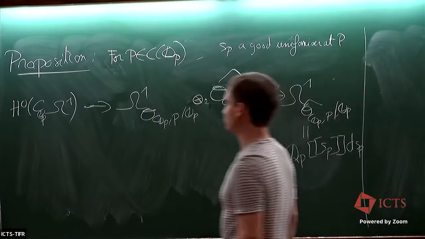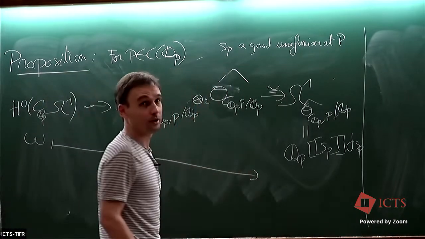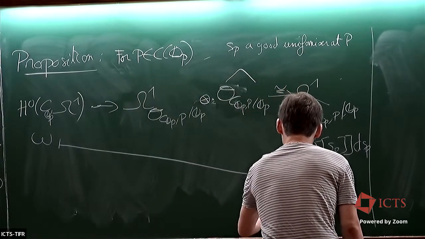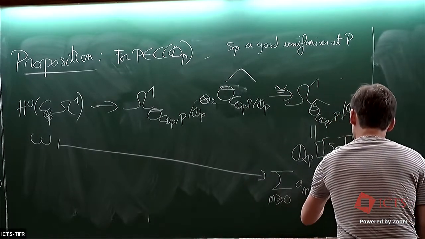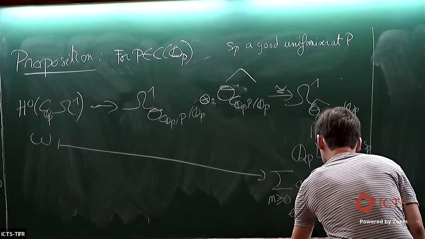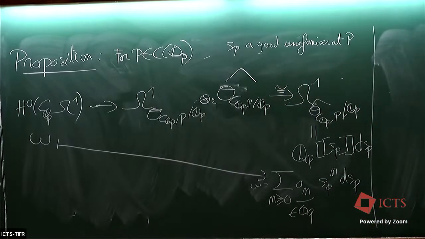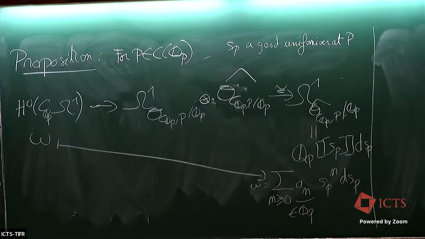So now, given a one-form omega here, I can associate an expansion which will be of the shape the sum for n from 0 to plus infinity of an SP^n dSP, with the an belonging to QP. By abuse of notation, we will often write omega equal to this. So I know how to expand the form locally into a power series.